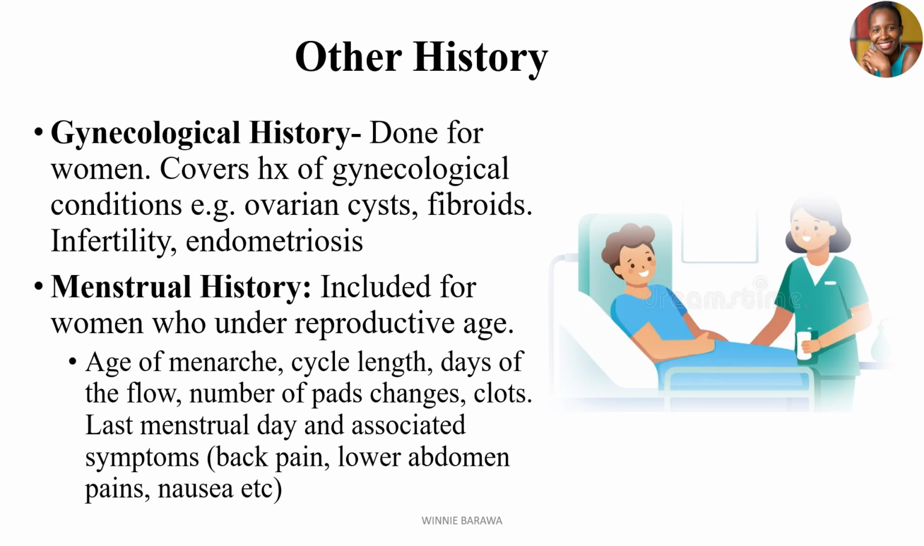You want to also check how heavy the flow is by getting to understand the number of sanitary towels that they use or change in a given day. How are the clots? Are they large or are they small? You want them to understand all that. And then their last menstrual period and any associated symptoms. So during their menstruation, are there any symptoms that they experience and they would like to tell you more about? You can ask on that. So with associated symptoms during the menstruation, there could be complaints like back pains, low abdominal pains, nausea and vomiting. You want to ask such complaints or such related complications that come along with menstrual history.